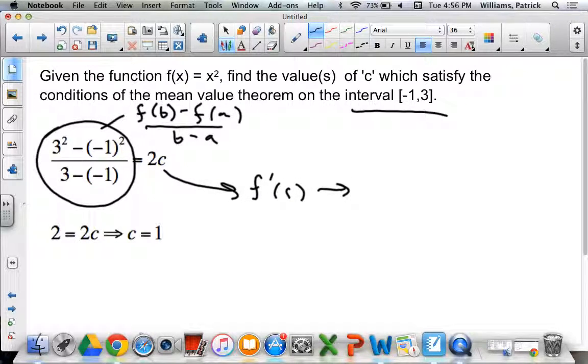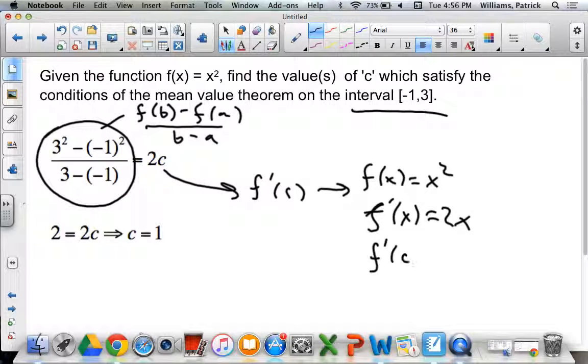Now this is just evaluating f prime of c. Keep in mind that if f of x is x squared, f prime of x is going to be 2x. So therefore f prime of c is 2c. That is why we have this equation on the right equal to this equation on the left. If we solve that, this equation turns to 2. We get 2 equals 2c, or c is equal to 1.